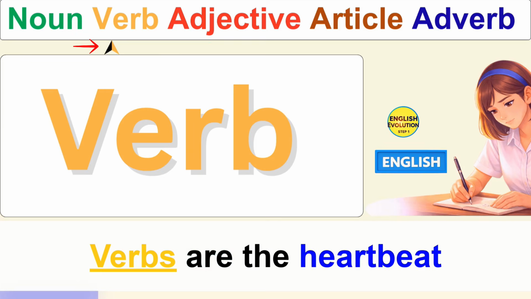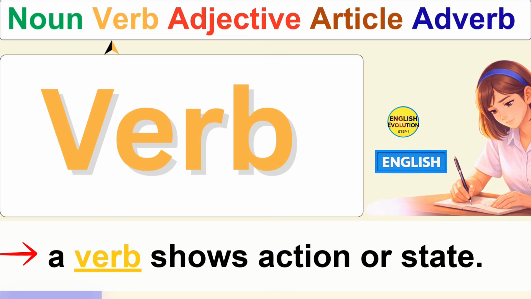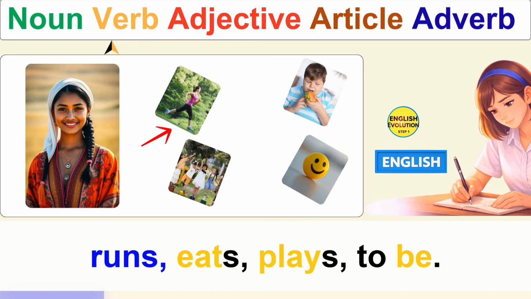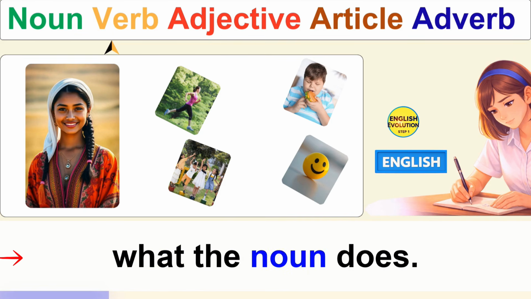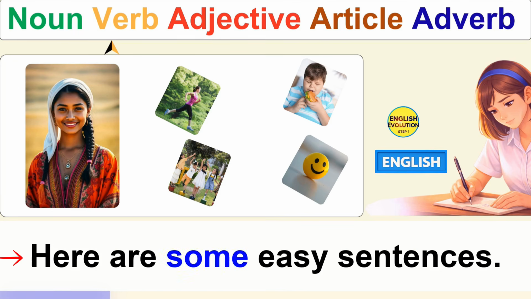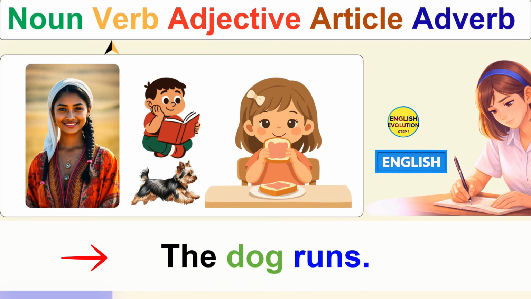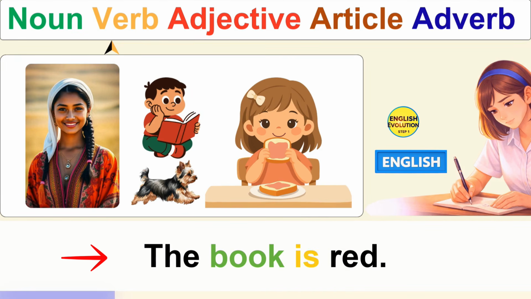Verbs are the heartbeat of a sentence. Verb rule: a verb shows action or state. Examples: runs, eats, plays, to be. Action? We use verbs to show what the noun does. Here are some easy sentences. The dog runs. The girl eats. The book is red.